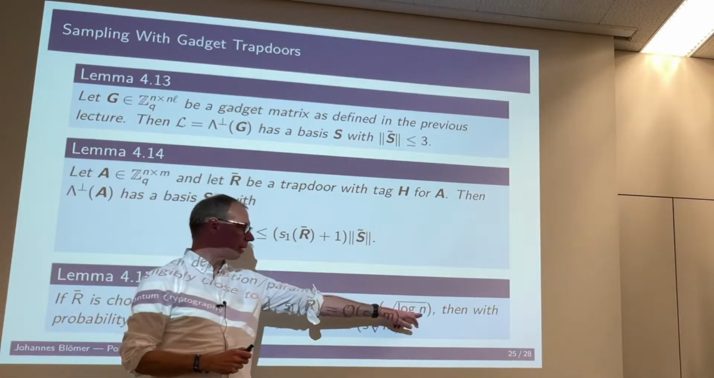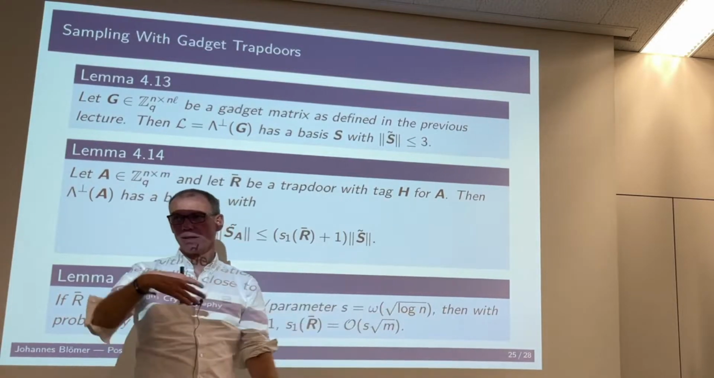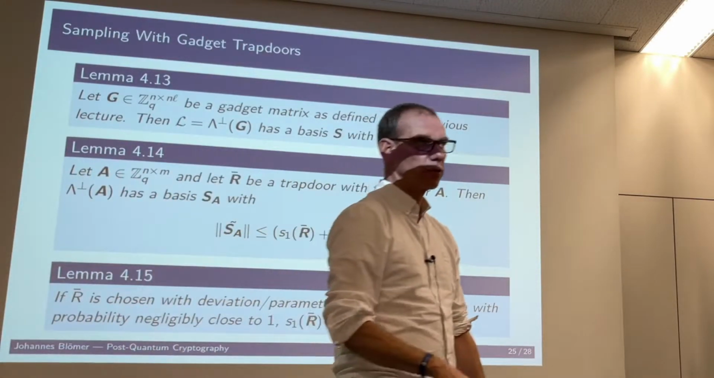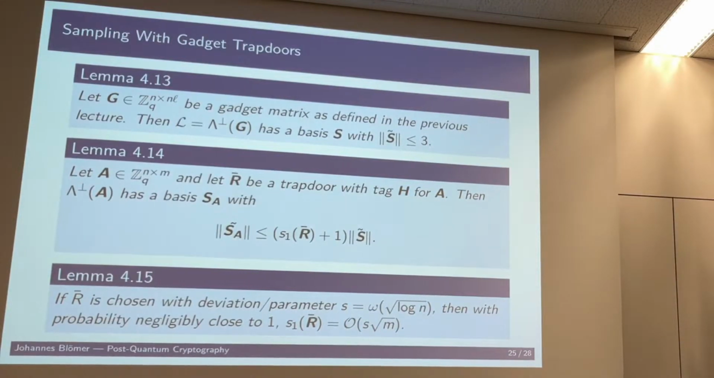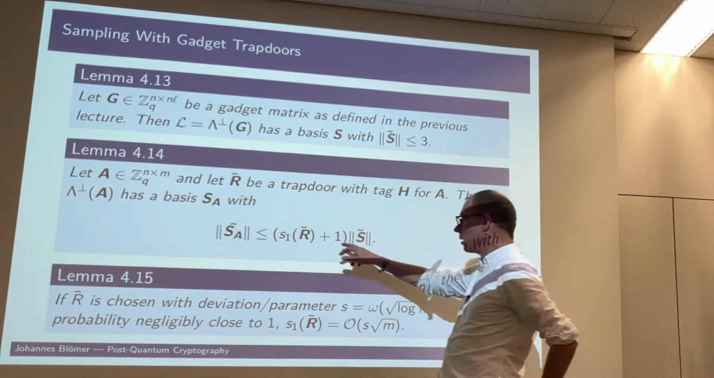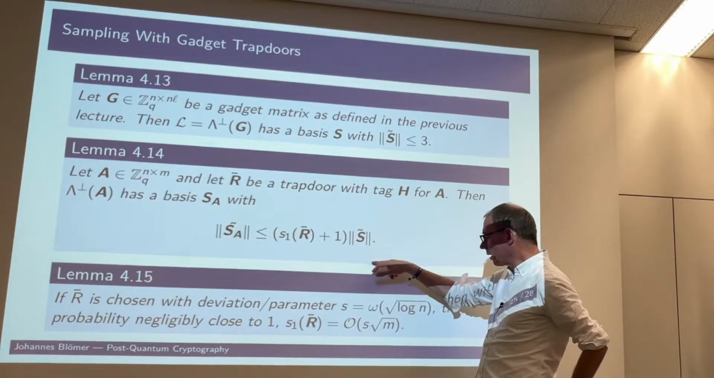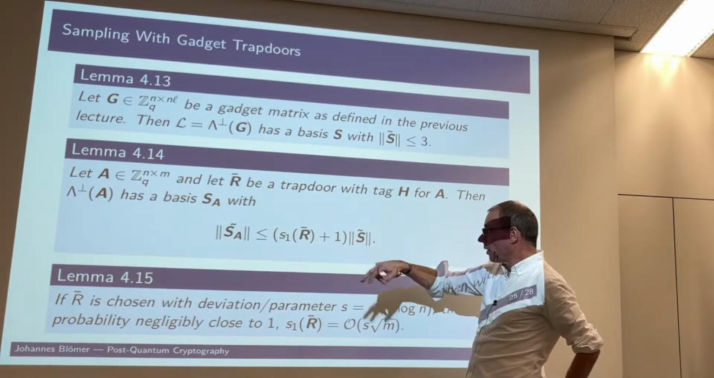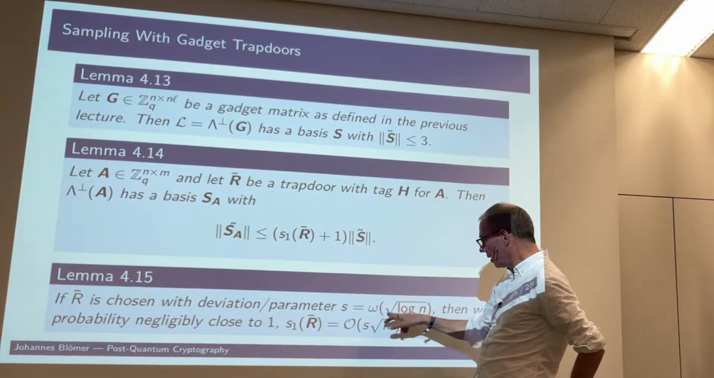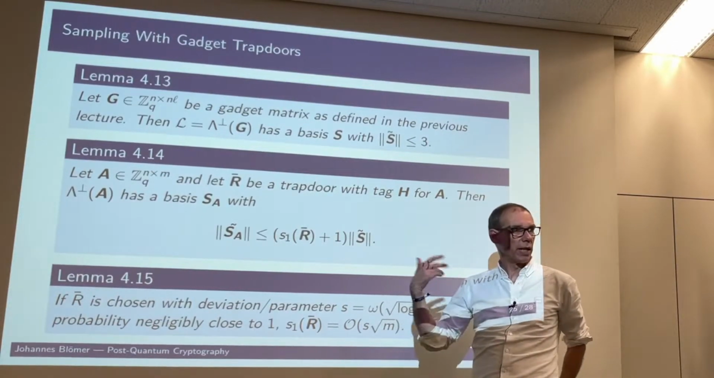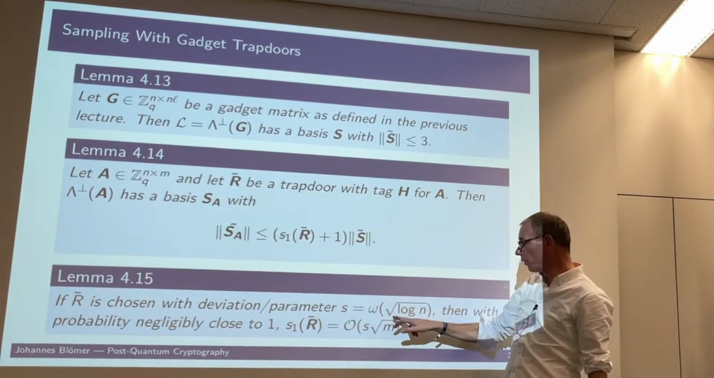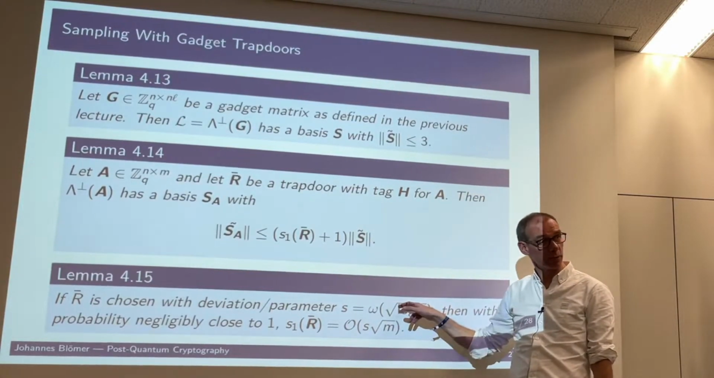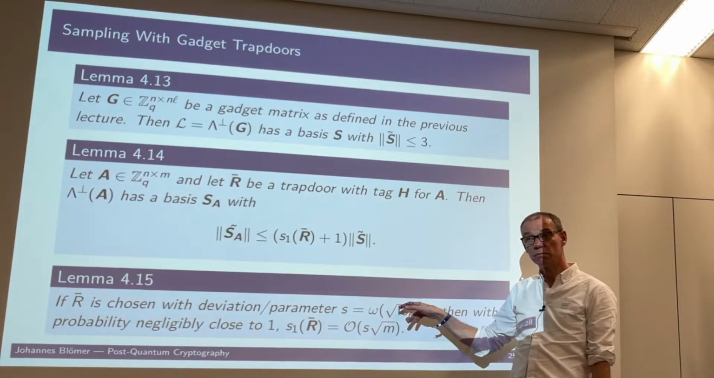Typically, it doesn't really matter whether I put in here an n or an m because they are related by some small factor. So if we choose this, then this is small. The length depends on this S and the square root, so roughly here it's 3 times square root of m times the square root of log.